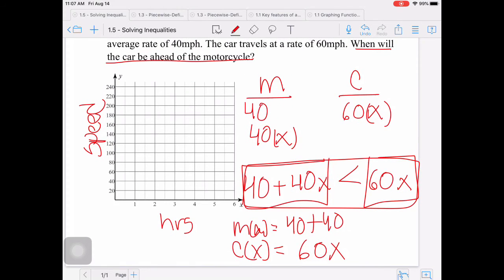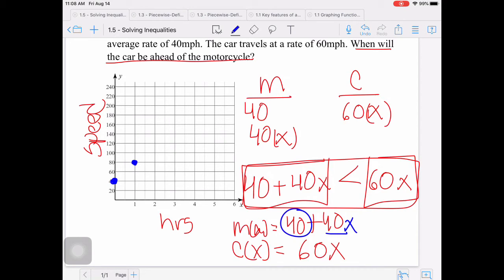So I'm going to graph the first one, which is my motorcycle. I see that I forgot something. There's an X. I see that the motorcycle is a linear function because it has a constant, which is going to be your y-intercept, and it has a constant slope of 40, which is going to create a line. So my first point is 40, which is my y-intercept. So that's going to be right there. And I'm going at an average speed of 40, so that's going to be 40 over 1. So rise 40, run 1. So that's going to be 40 and then up 1.